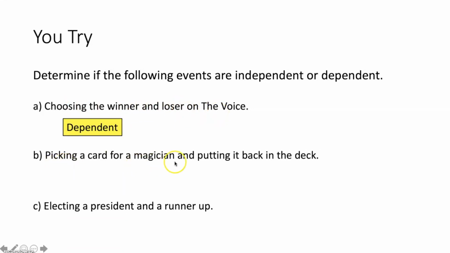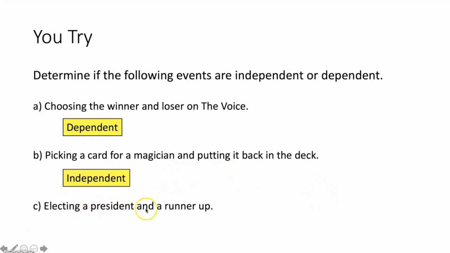Part B says picking a card for a magician and putting it back in the deck. So if we are choosing a card but putting it back in the deck, our choice of a card will not affect the number of choices that the magician now has. So because our choice did not affect the magician's number of possibilities or choices, we can consider this an independent event.